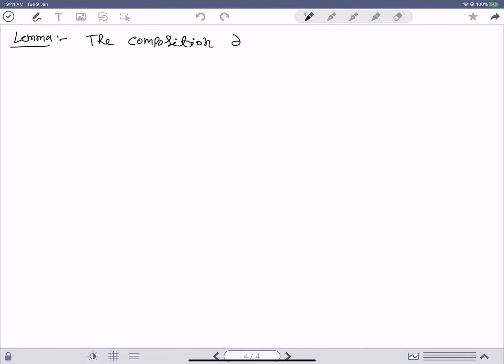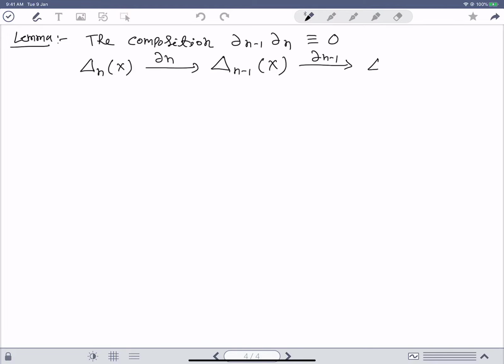The composition of the maps, say delta n minus 1 and delta n, so this composition is identically the 0 map. That means you have delta n x, you have a map delta n from delta n x to delta n minus 1 x, and then you have another map delta n minus 1 to delta n minus 2 x.